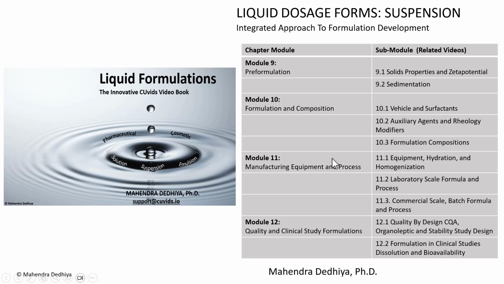We follow with manufacturing equipment and process: equipment first, hydration of solids, and homogenization. Then we look at laboratory scale formula and processes, followed by commercial scale formula and processes. Finally, in module 12, we cover quality by design and stability study designs. And finally, we look at formulations used in clinical studies, their dissolution, and bioavailability.